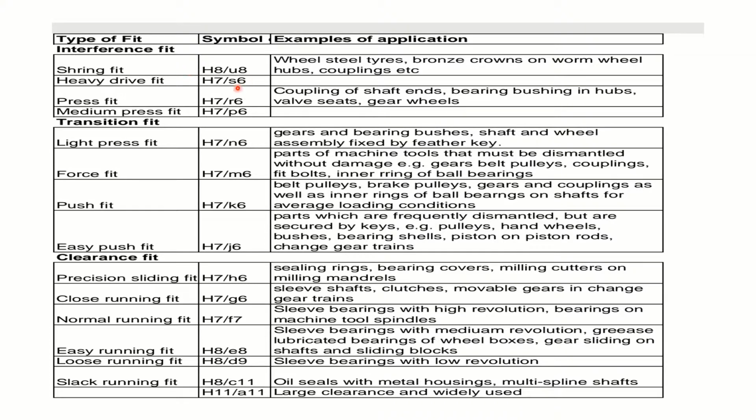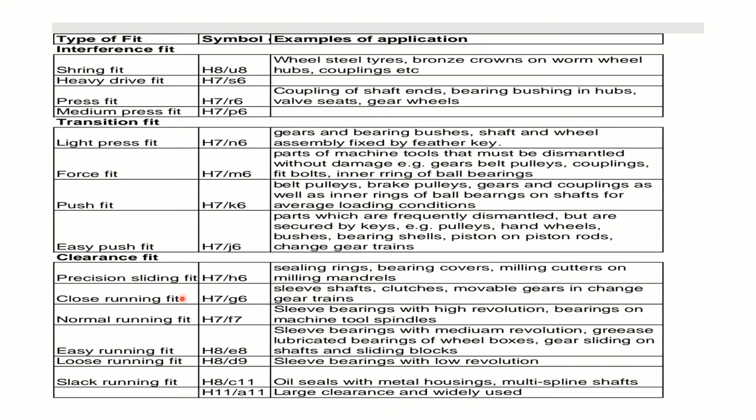Now I am moving to the clearance fit and its examples. Here are the precision sliding fits. As the name suggests, precision sliding means there will be no noticeable play, very little play, where very little play is required. The best example is milling cutters on milling arbors. If there were play, there would be chances of problems.